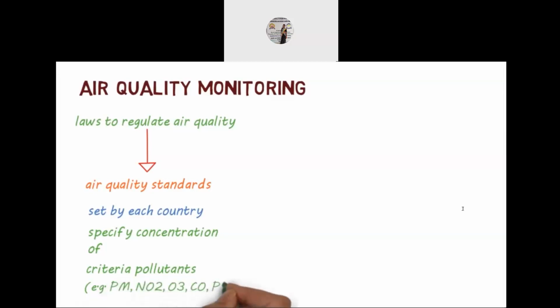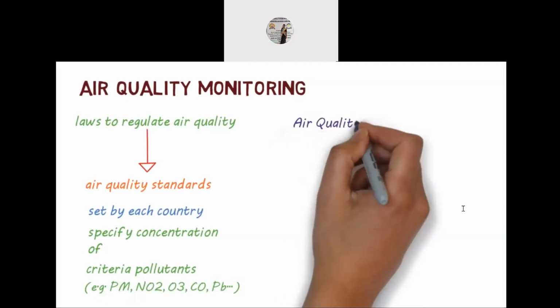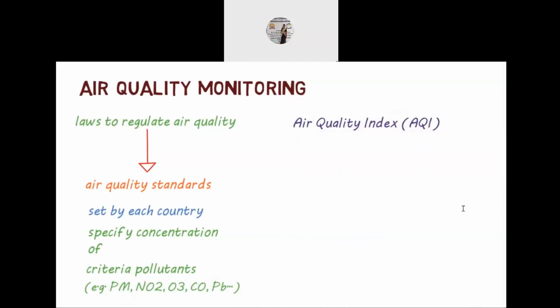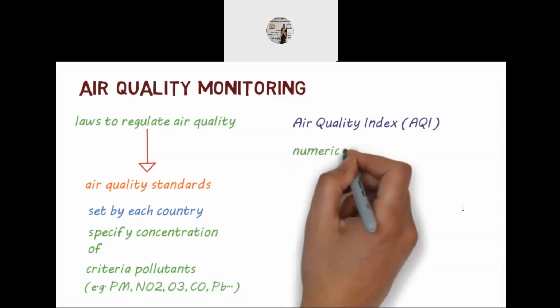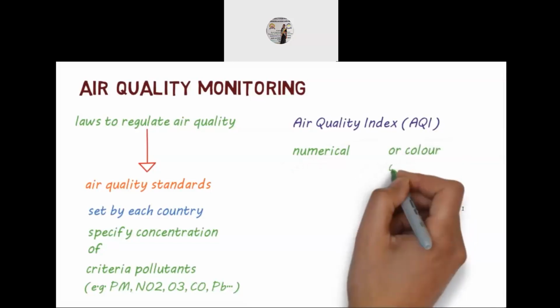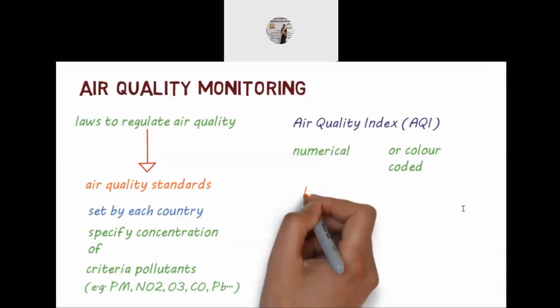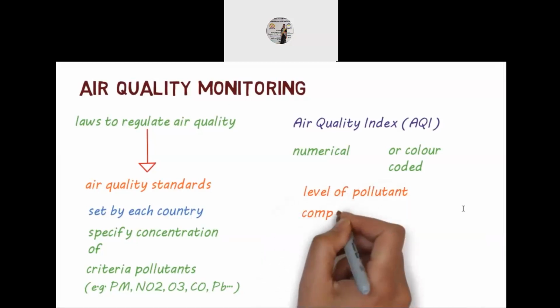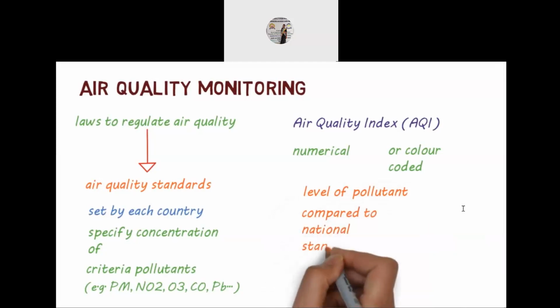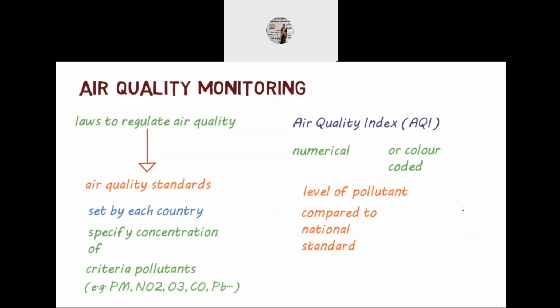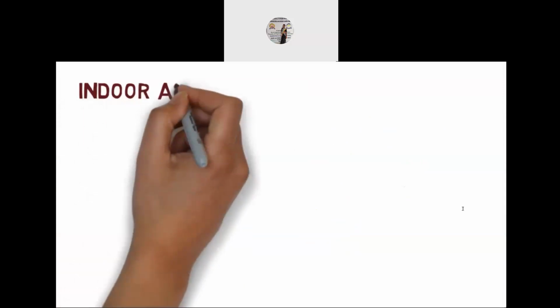A useful way to track air pollution against the national standards is a measure called the Air Quality Index, AQI. This is a simple numerical or color-coded representation of how clean the air is. There are different ways of calculating the AQI, but it's essentially a measure of what the level of a pollutant is compared to what the national standard is. Now that we've had a look at outdoor air pollution, let's have a look at indoor air pollution.